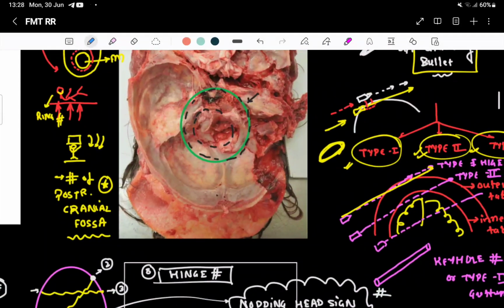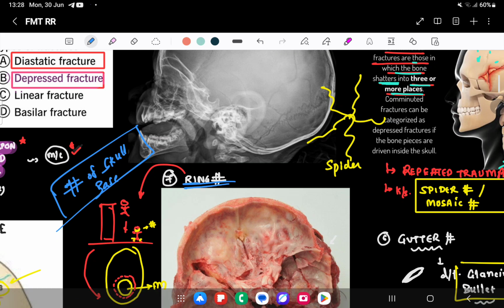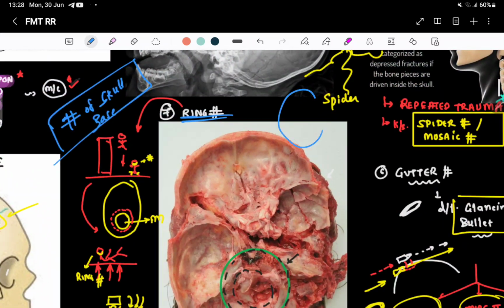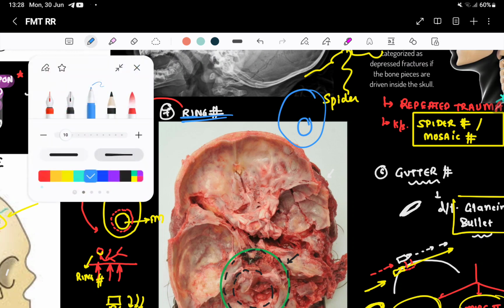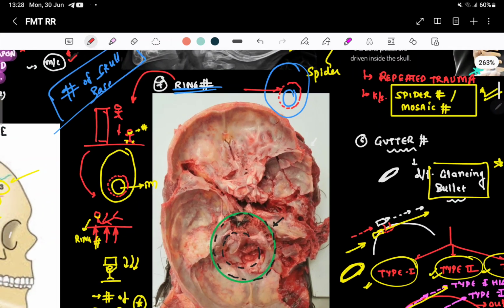After gutter fracture, let's move on to fractures of skull base. So fractures of skull base. First fracture is the ring fracture. Ring fracture is basically fracture which is, let's say this is skull base and the foramen magnum. So fracture which is occurring around the foramen magnum like a ring, this is the ring fracture. Let's say in what conditions?